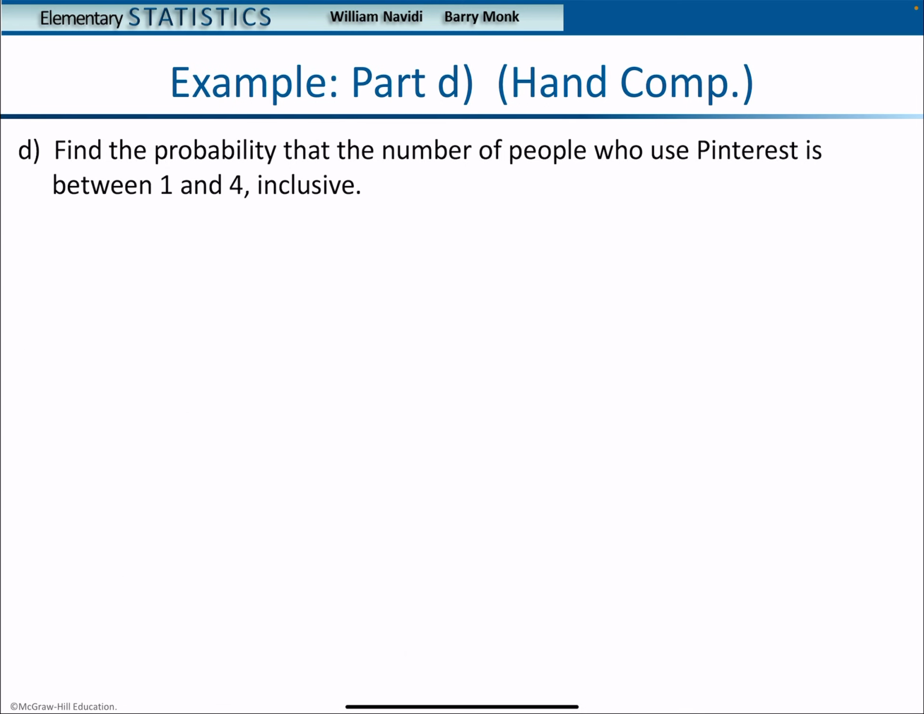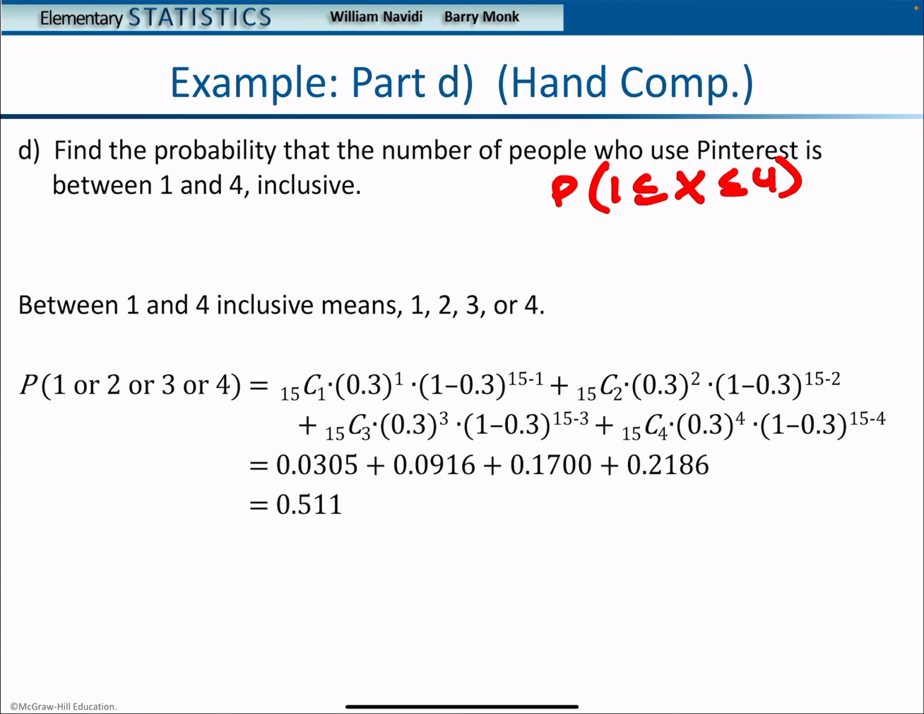Okay, now the last one is find the probability that the number of people who use Pinterest is between 1 and 4 inclusive, okay? So that just means 1, 2, 3, or 4. So P of 1 plus P of 2. We found that earlier, P of 3 right here, and then P of 4 right here, okay? And you can hit pause and look at it and try to enter this into your calculator so you can practice this if you want to use hand computations, which is kind of silly because you're going to use a calculator anyway.